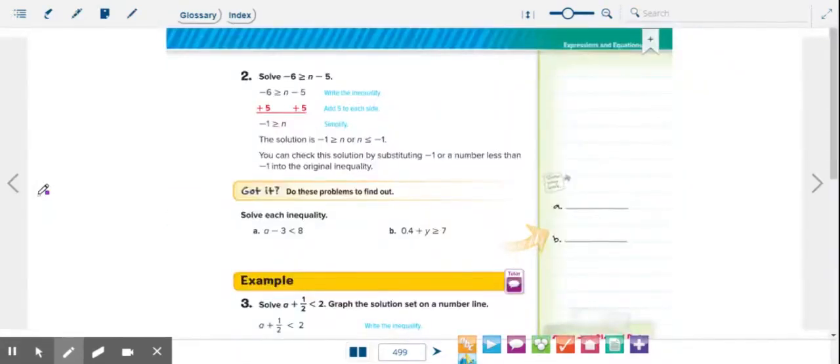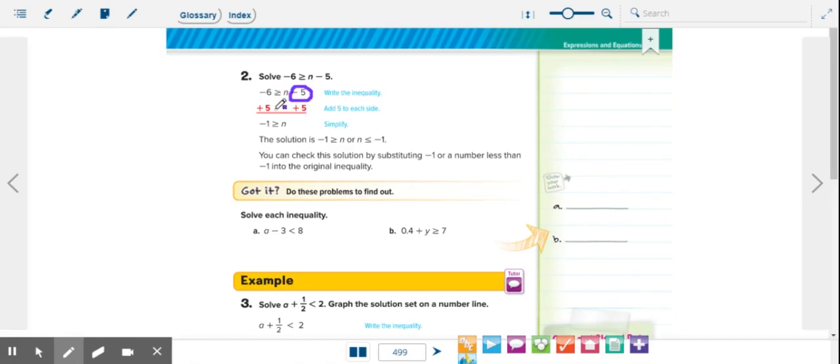Let's take a look at example 2. Solve negative 6 is greater than or equal to n minus 5. Once again, we're going to circle the part we're changing. So we will circle minus 5. The opposite of minus 5 is plus 5. So we're going to add 5 to both sides.